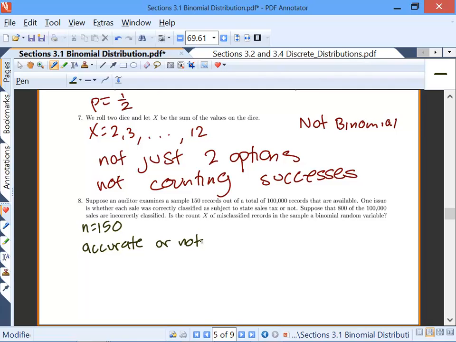Okay, so when you think about this, as I draw out my 150 records, do you think I'm looking at one and putting it back in for consideration? Do you think they're going to look at the same record twice or three or four times? No, it doesn't make sense when you take a sample to sample with replacement usually, because you're not going to want to sample the same thing twice very often. So this is probably going to be without replacement.